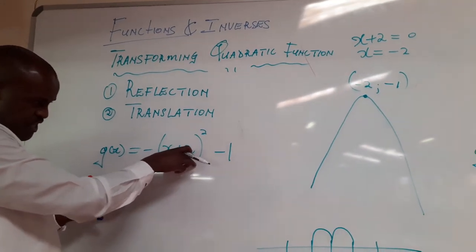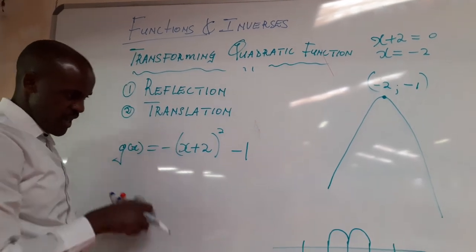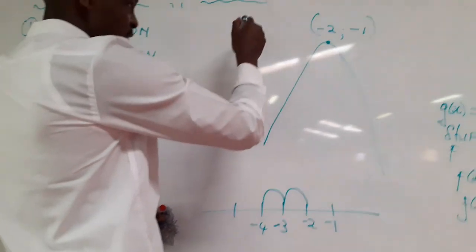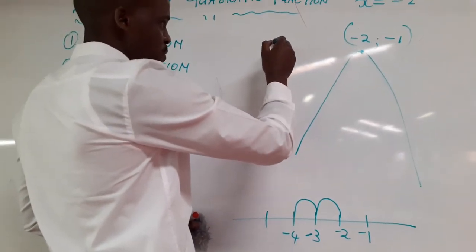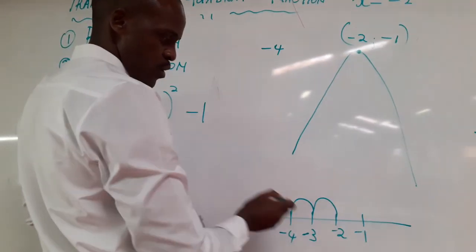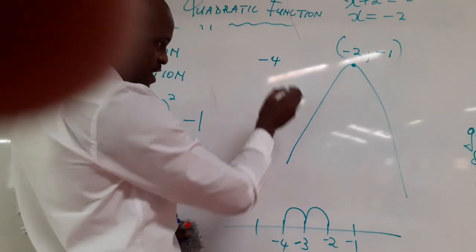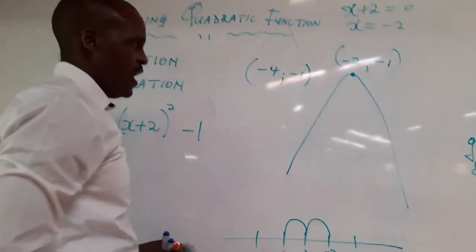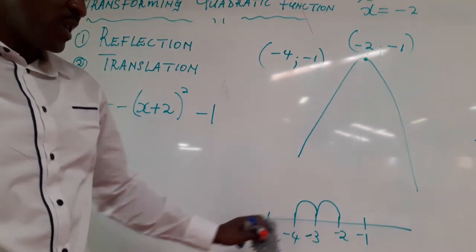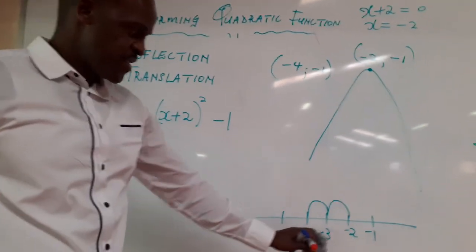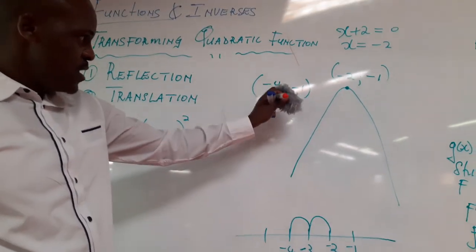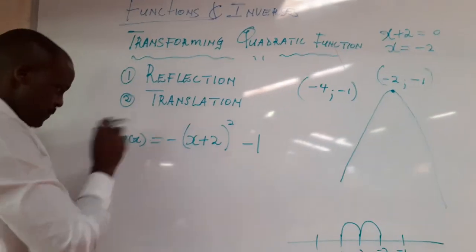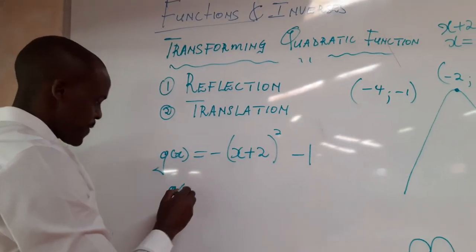If you are to shift these 2 units to the left, the value of x at the turning point will now be negative 4. Shifting 2 units to the left, it has to be negative 4, negative 1. After shifting these 2 units to the left, it has to have negative 4.